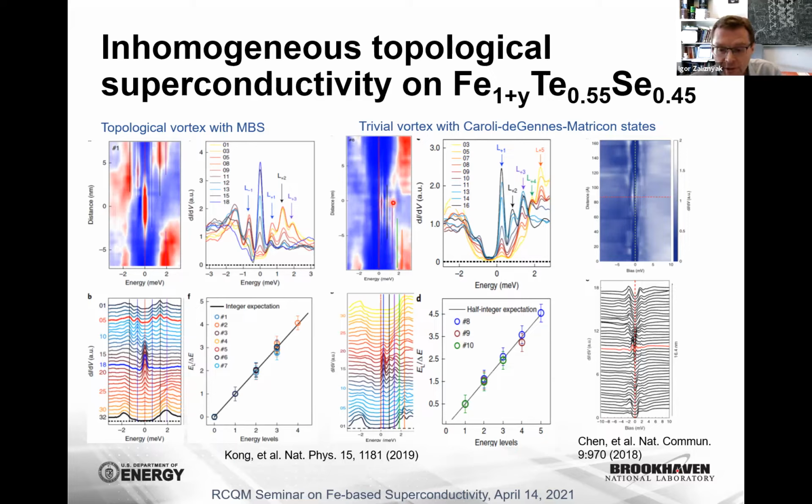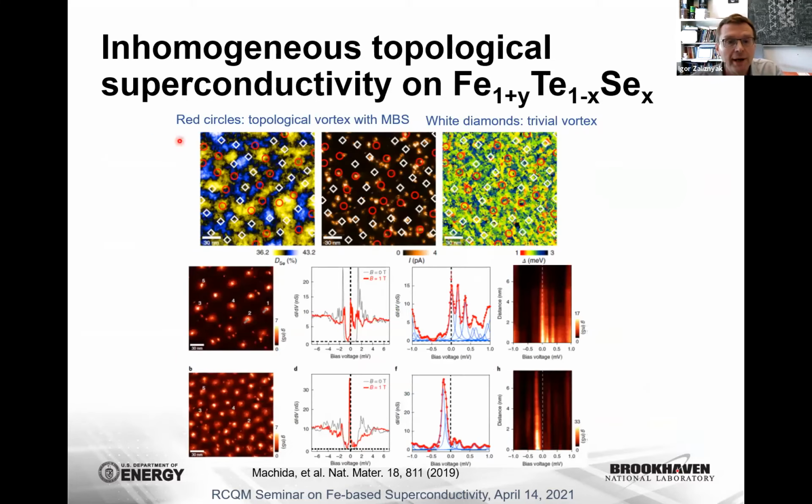a regular non-topological superconductor. Now, another work actually mapped the distribution of trivial vortices, which are shown by white diamonds here, and topological vortices with Majorana bound states, which are shown by red circles here, on the surface of the superconductor. So what was observed is that this topological surface superconductivity seemed to be strongly inhomogeneous. So it presented really a puzzle.